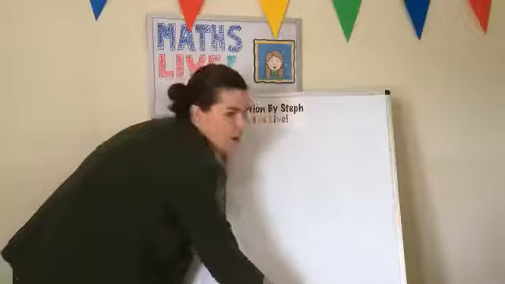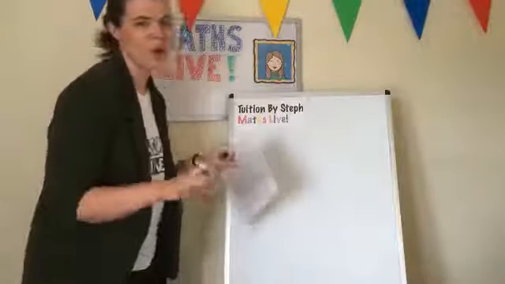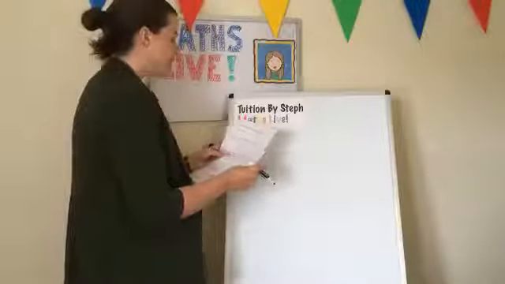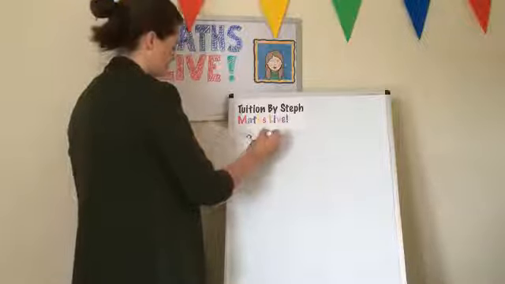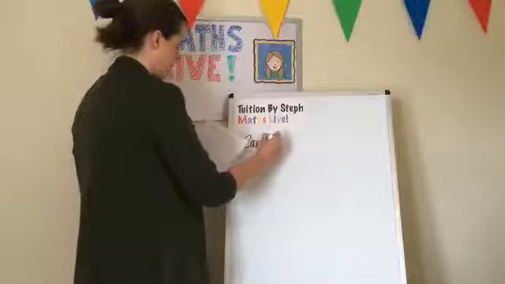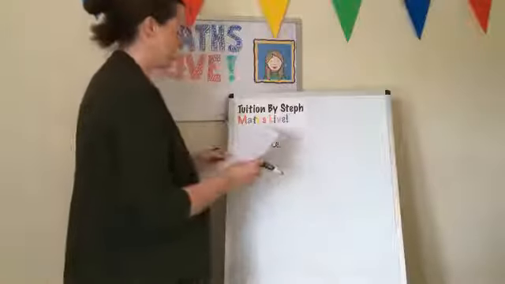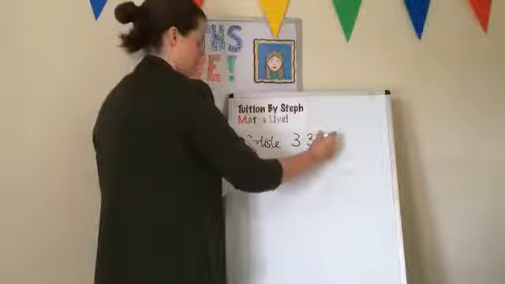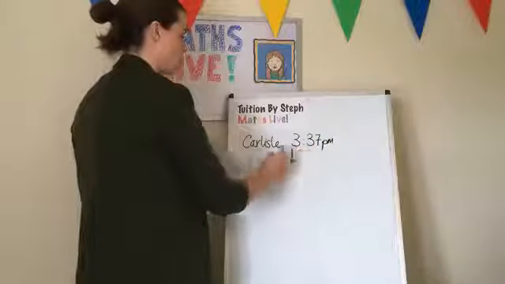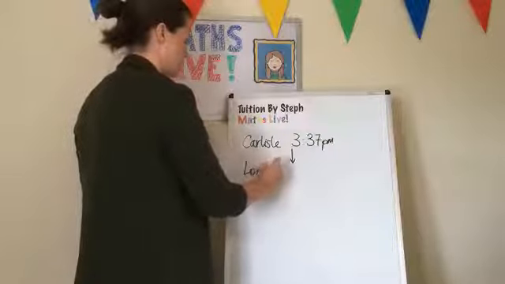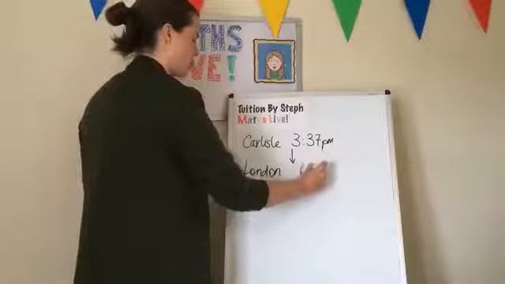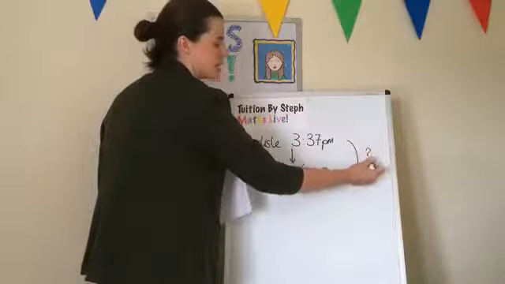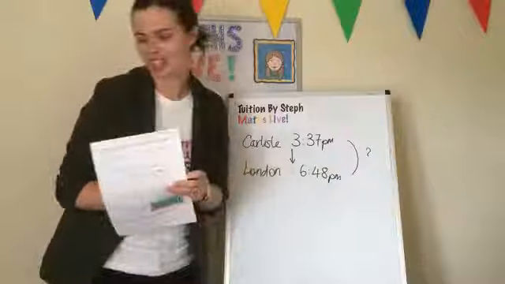Okay, this is a very popular one. A train, you'll know from school that you'll do a lot of train timetables when it comes to time. A train leaves Carlisle at 3:37 p.m. and it arrives in London at 6:48 p.m. How long did the journey take? Give that a go.